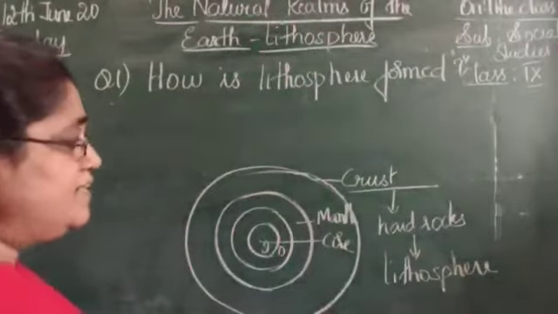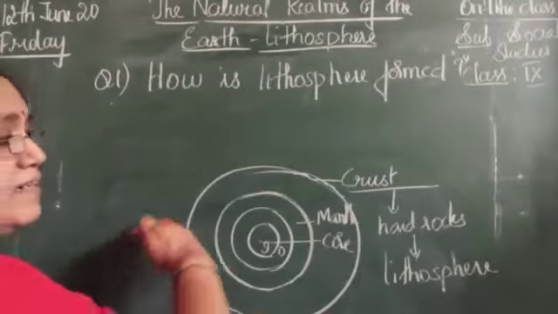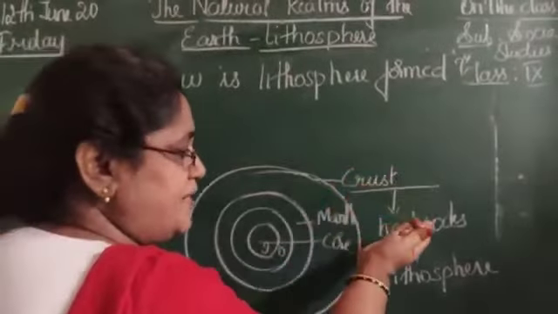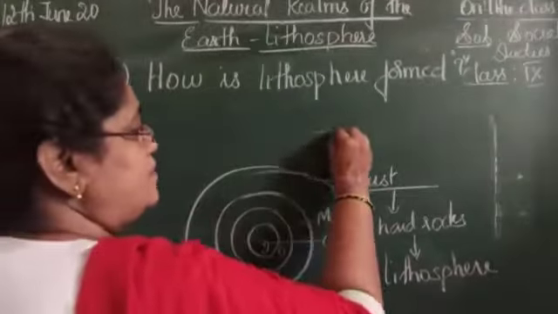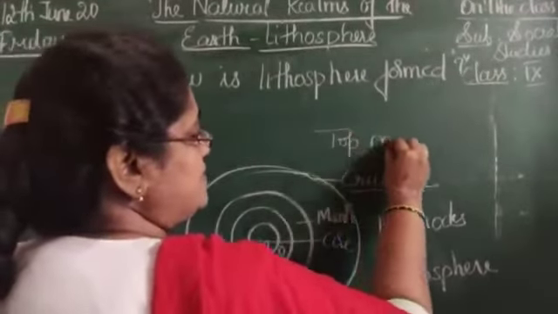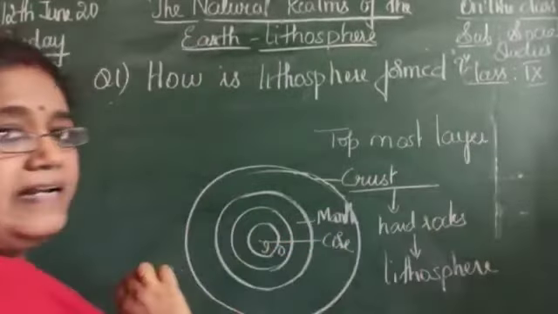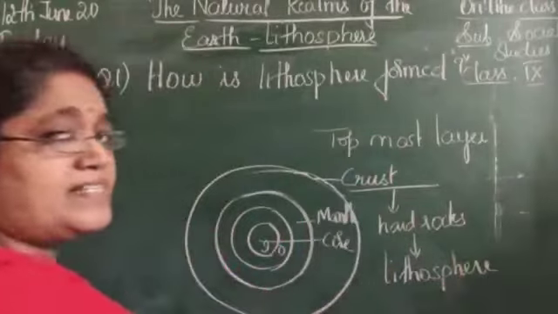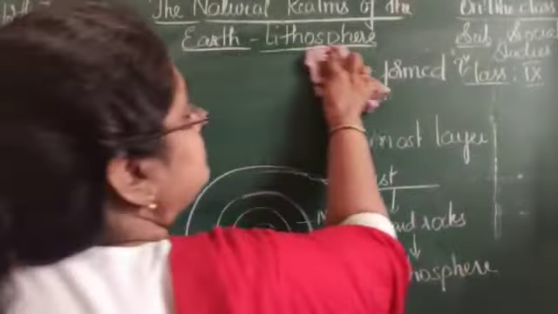So you should start by telling the topmost part of the earth. This is the topmost part of the earth, which we call the crust, which is made up of hard rocks, and we call it the lithosphere. So topmost layer. Clear, my dear students? These 4 are your points for the answer. Clear with this answer? Now let us move to the next question.